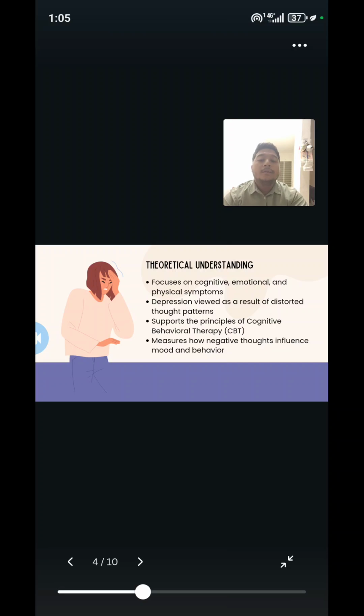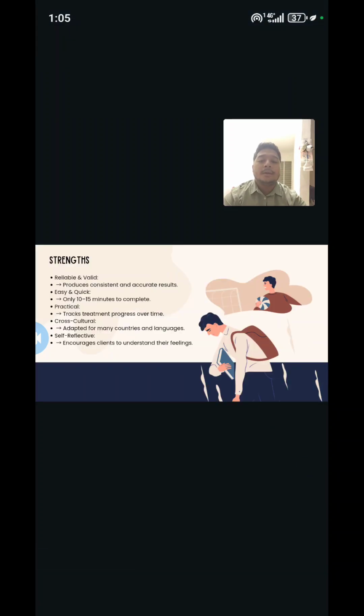It links to CBT because it helps the therapist identify negative thinking patterns to treat depression. For the strengths: it is reliable and valid, producing consistent and accurate results. It is easy to use, taking only 10 to 15 minutes to complete. It is practical for tracking treatment progress over time, and it works across cultures, in many countries and languages.